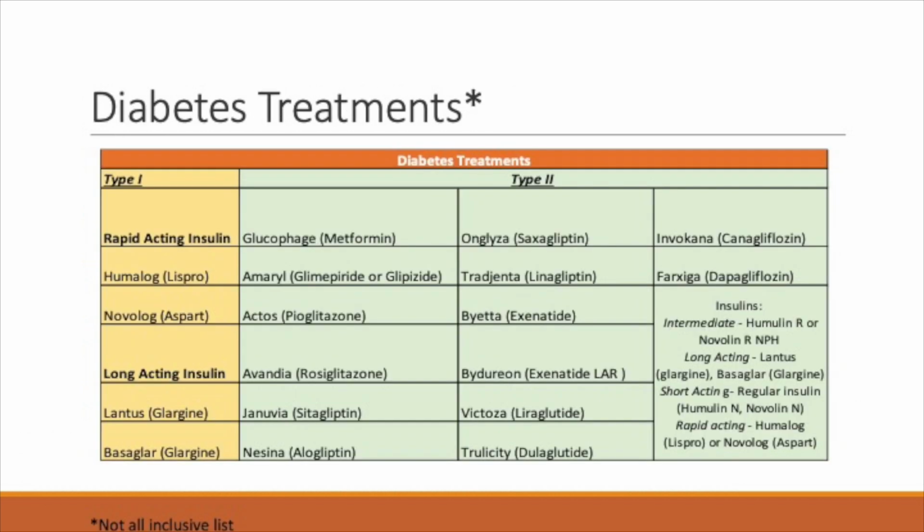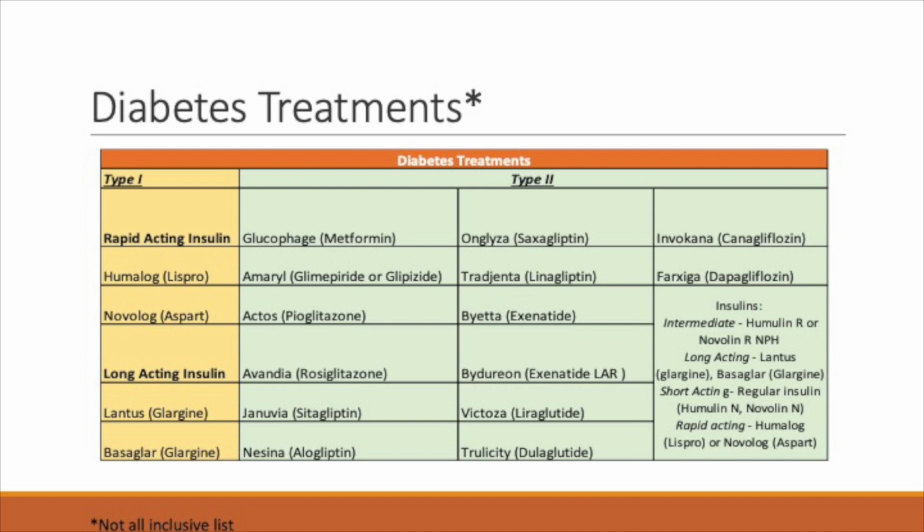So for diabetes treatment, this is a list of the most common medications used for diabetes. Note that this is not an all-inclusive list of all the medications we use to treat diabetes. I want to bring to your attention the classifications for type 1 and type 2. Type 1 uses insulin because people with type 1 diabetes mellitus are insulin deficient. So they need exogenous insulin, meaning insulin not produced by your body.